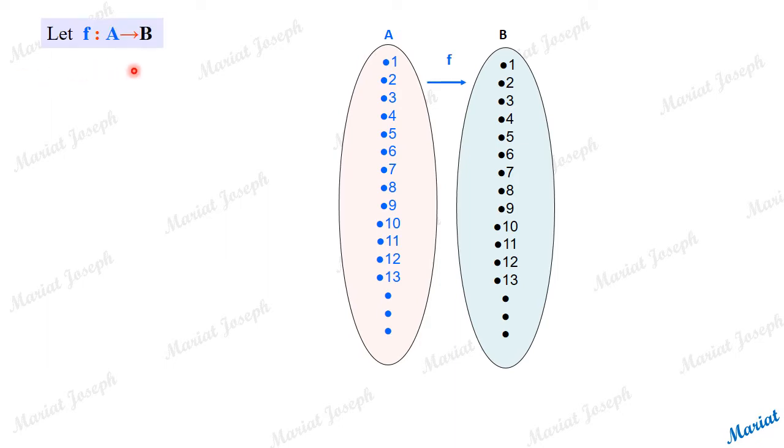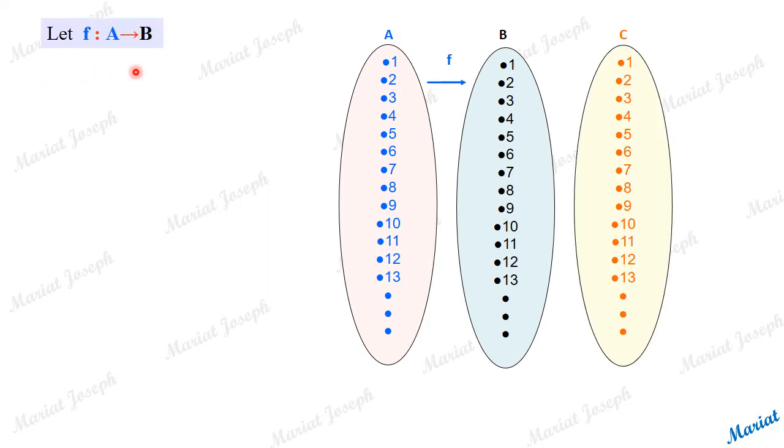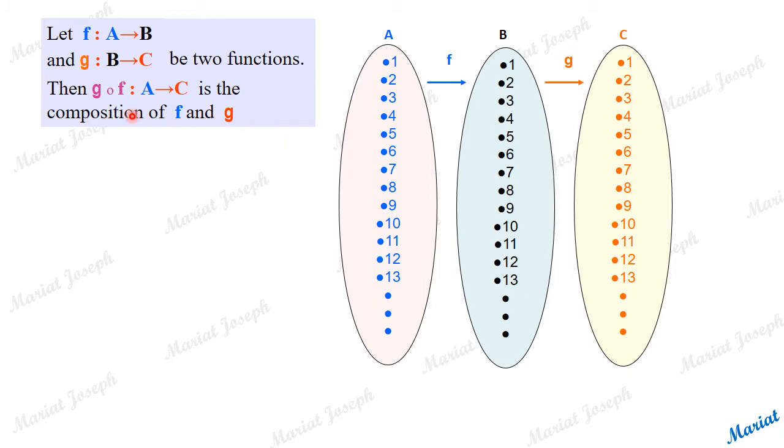Let f from A to B and g from B to C be two functions. F is from A to B, A is the domain, B is the codomain, g is from this same B to C. So the codomain of the function f is same as the domain of the function g. If we have two functions defined in this specific way, then GOF defined from A to C is the composition of f and g.